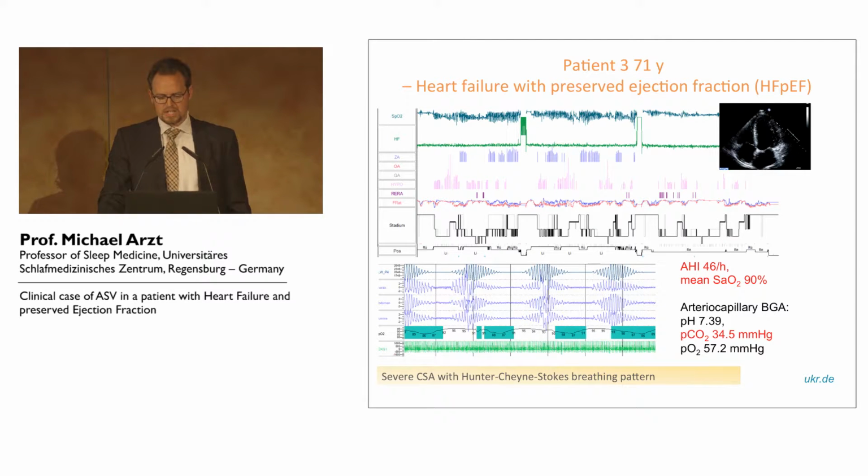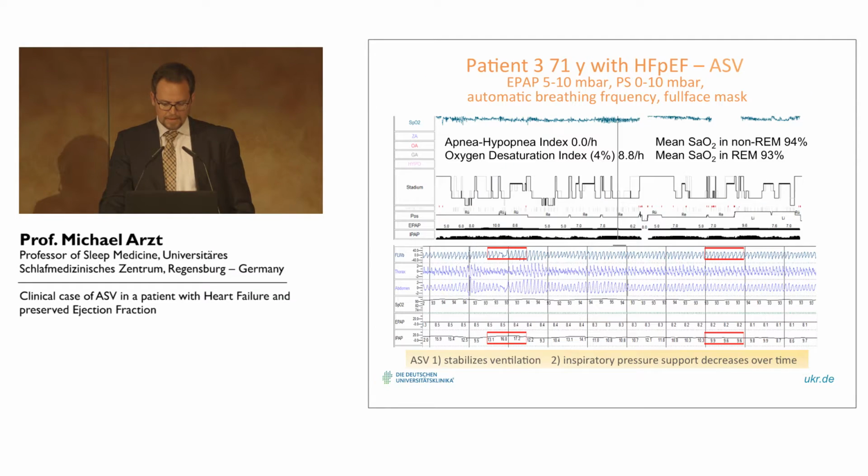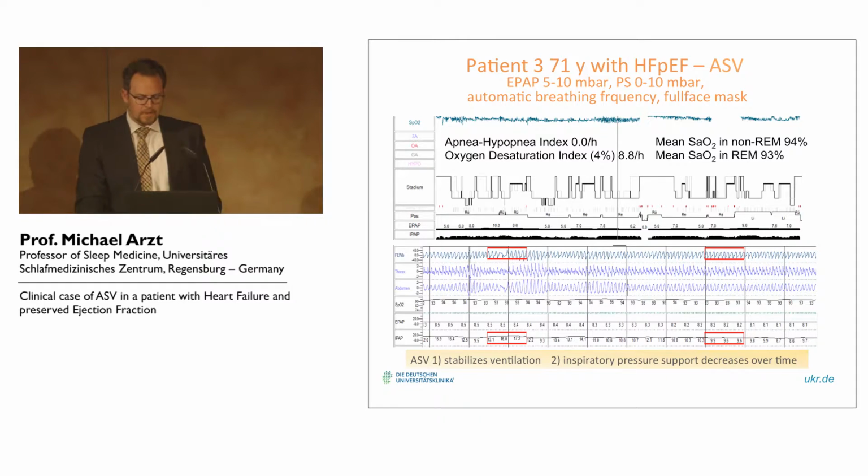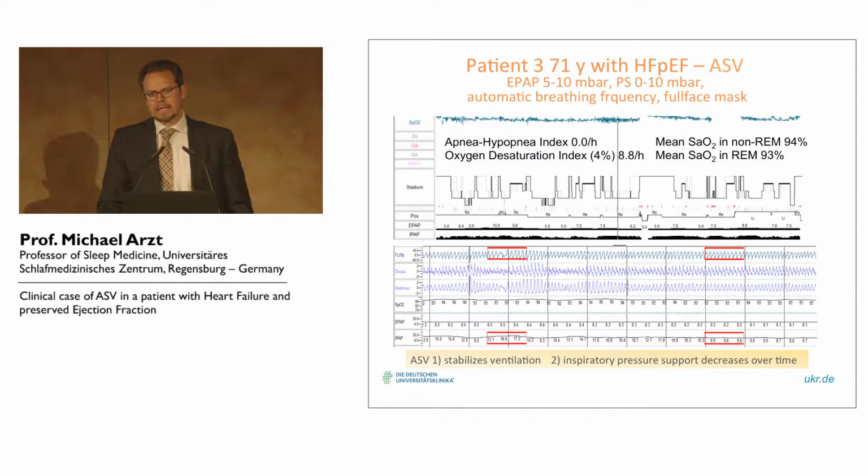Now, classic patient, heart failure with preserved ejection fraction, and here we really see a classic Cheyne-Stokes respiration, high AHI, typically low PCO2. And this is an example of how ASV does theoretically, and if you look carefully, in practice, can work.